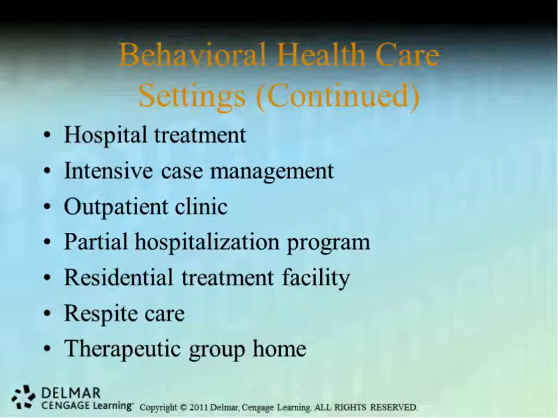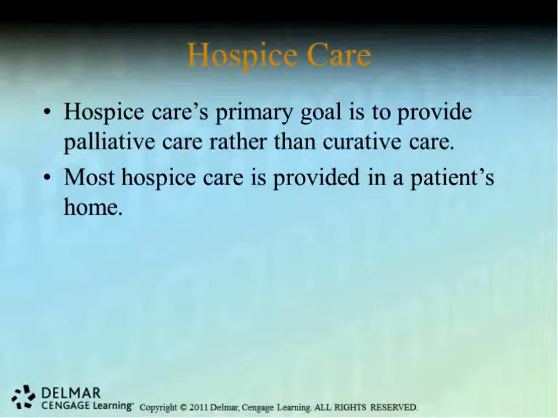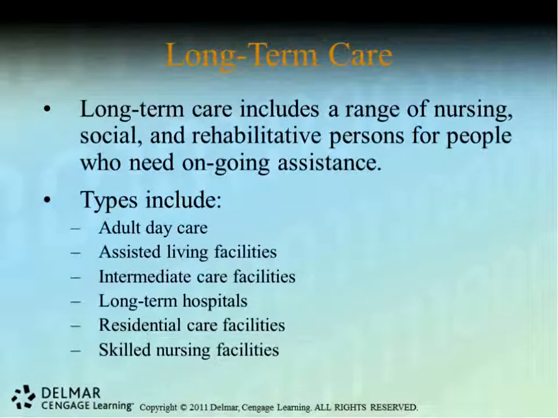And here are some more continued behavioral health care settings. So here's hospice. I really did get out of order. I guess I was talking a little too fast and too much. And we talked about palliative care being their primary goal, and most of the time they get their care at home.